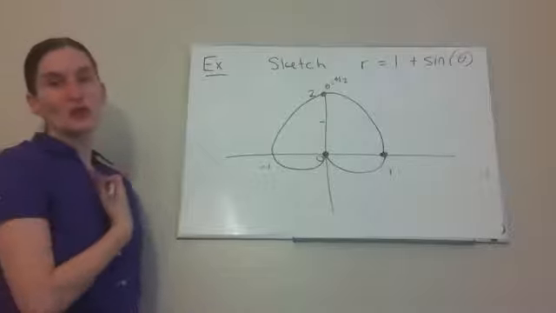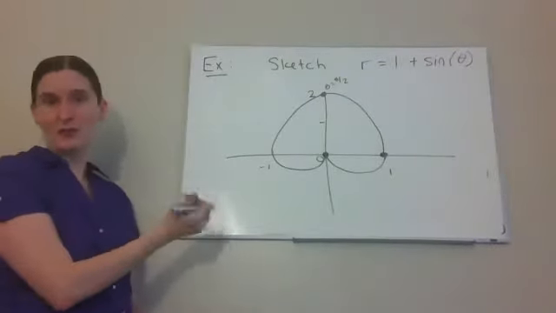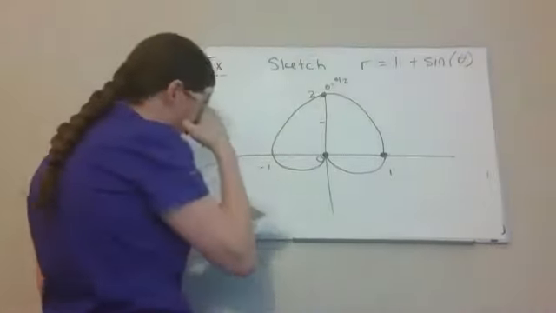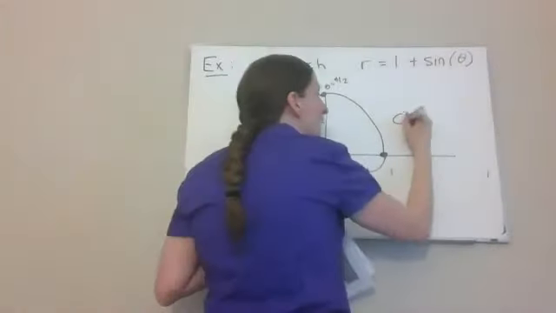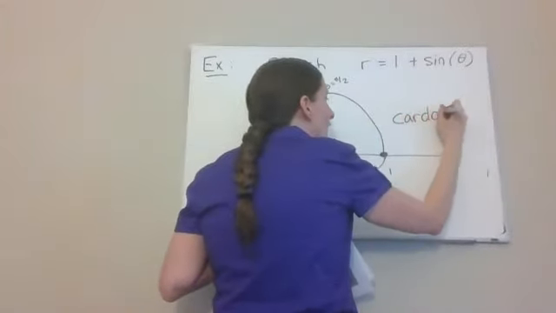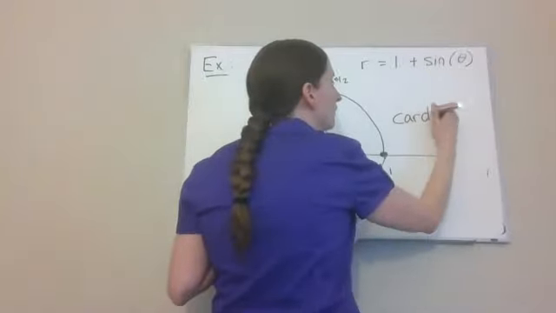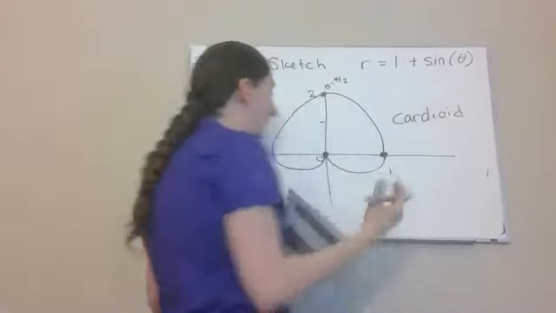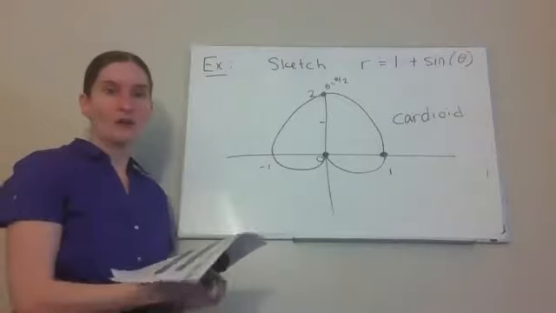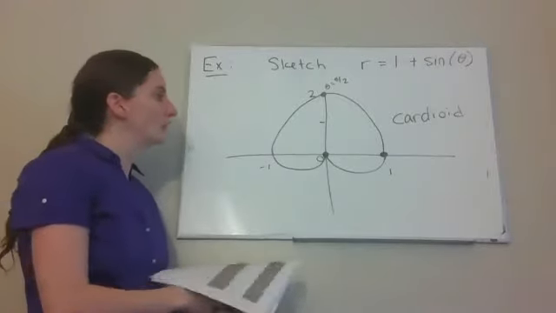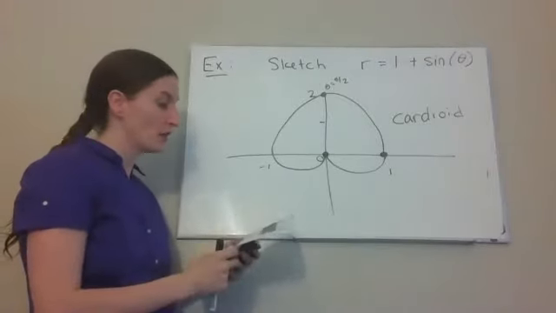And I'm usually a pretty terrible grapher. This is pretty good for me. You actually see what this is supposed to look like. This sort of graph is called a cardioid because it kind of looks like a heart. So when you have a graph that looks sort of like a heart, we call that a cardioid.